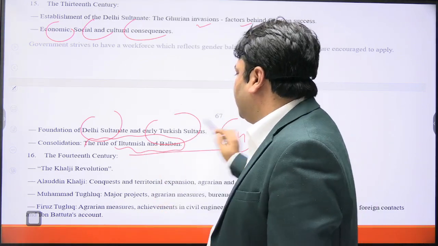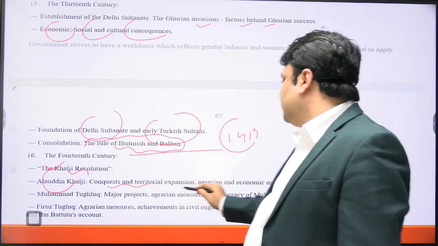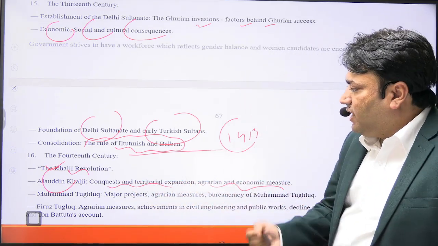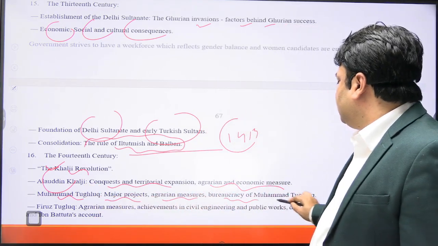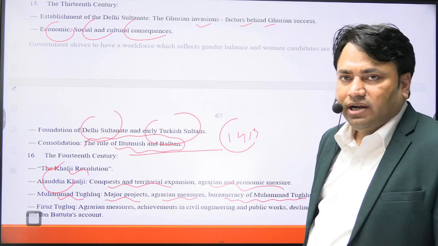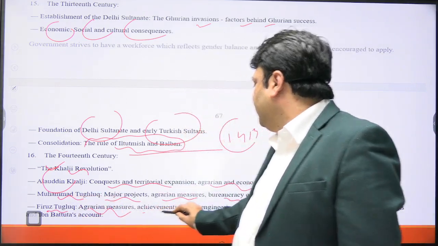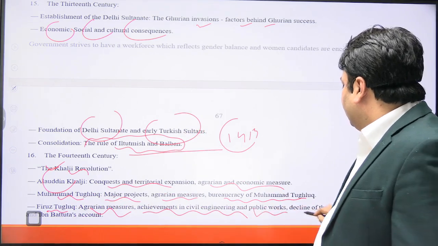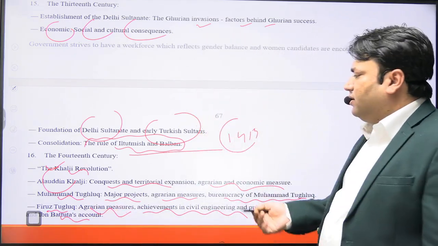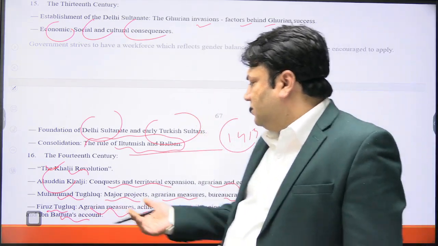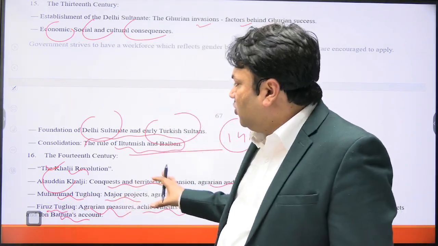Here we need to study about the Khalji revolution, Alauddin Khilji, conquest and territorial expansion, agrarian and economic measures. Muhammad bin Tughlaq, what are the major projects, agrarian measures, bureaucracy of Muhammad bin Tughlaq, we need to study about this important ruler. Firoz Tughlaq, agrarian measures, achievements in engineering and public works, decline of the Sultanate, and then foreign contexts and accounts of Ibn Battuta.